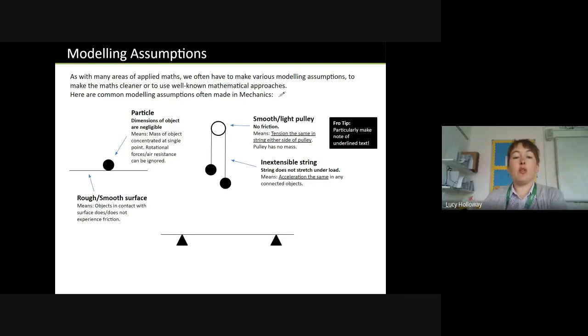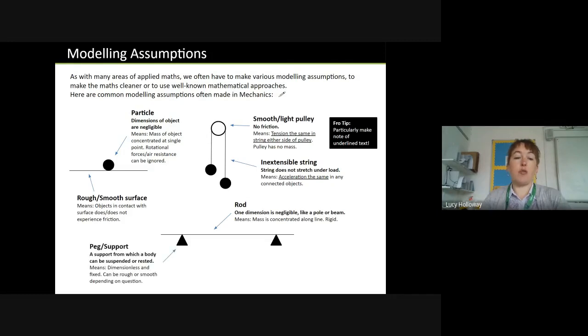And then we also will sometimes consider a rod. So sometimes a particle isn't a meaningful enough model if we want to model something as having its mass distributed along, for example, a stick. That could be modelling a plank or a steel bar or something like that. And we have supports as well.